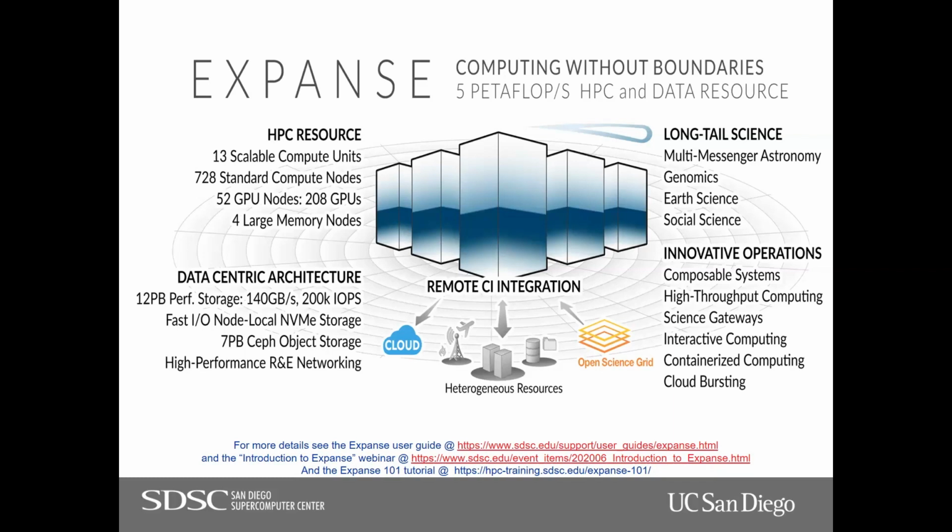We have a lot of data. I'll just show you the architecture diagram briefly. 12 petabytes of high performance storage, 140 gigabit per second, fast IO nodes, Ceph object storage, and high performance networking all through.